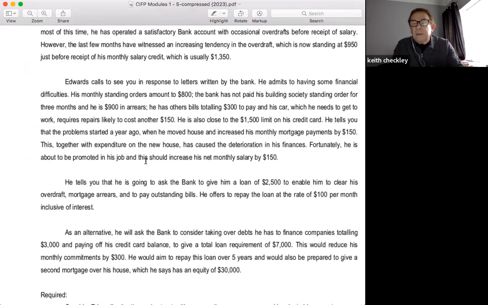Now, option two is he's going to ask the bank to consider taking over the debts he has to finance companies totaling $3,000 and pay off his credit card balance to give him a total loan requirement of $7,000. So option one was $2,500. Option two is the total there of $7,000. So let's check the maths on that. So what we need to take is the total calculation that we had for option one, which was the $2,300.